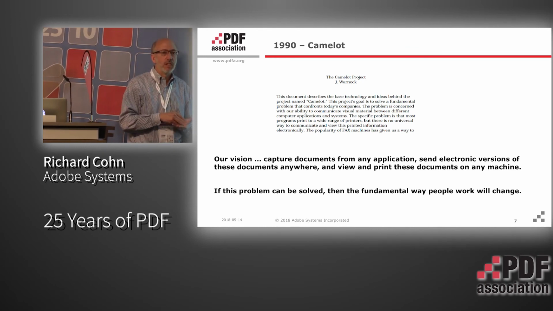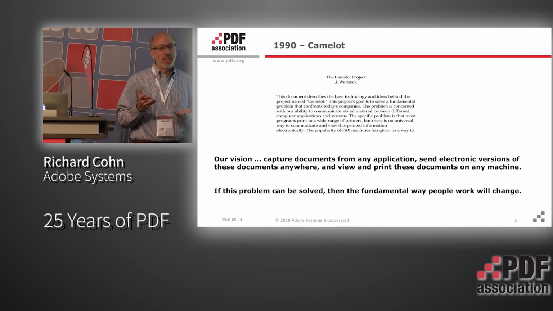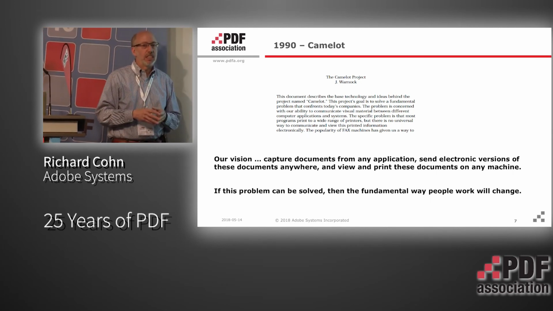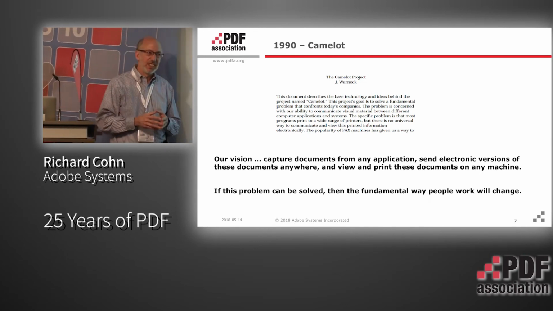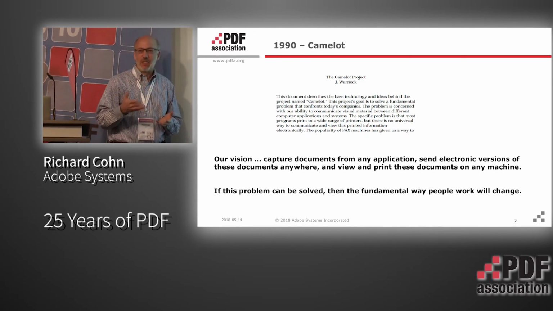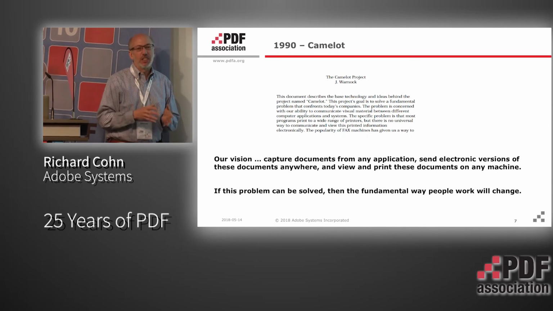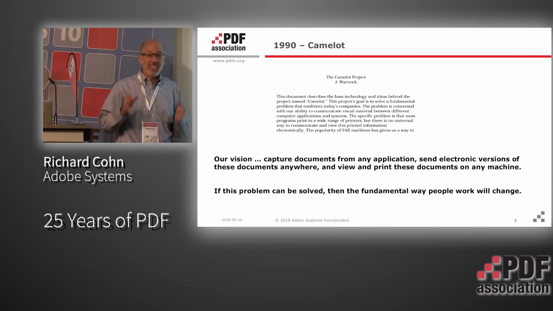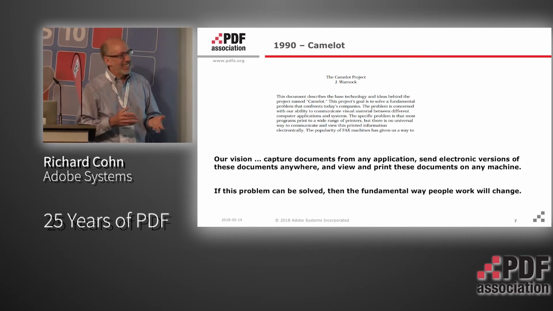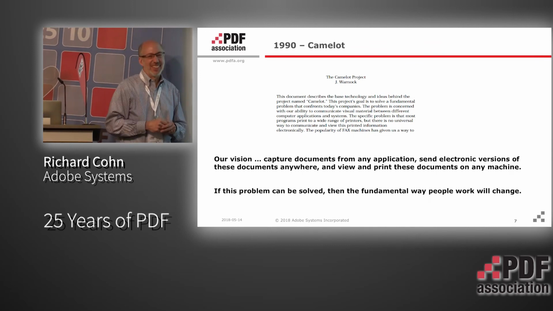This is when he wrote this white paper called the Camelot Project, and some of you may have seen it. It's on Adobe's website still. If you're interested, I encourage you to read it. I reread it for this presentation, and what struck me was he really captured the notion of what PDF is today. Back then, 28 years, a long time ago.